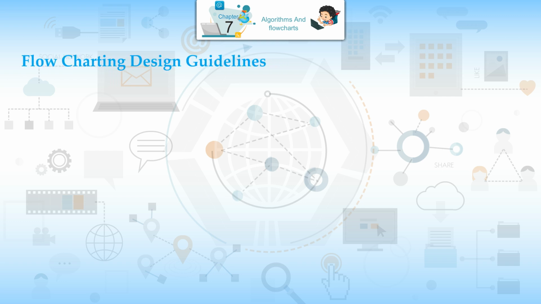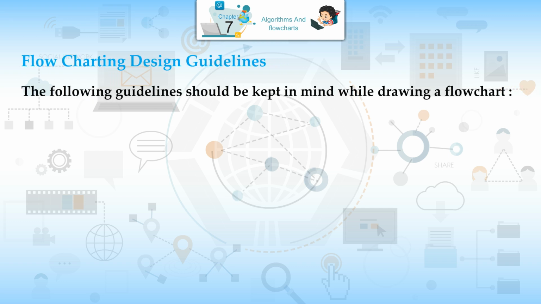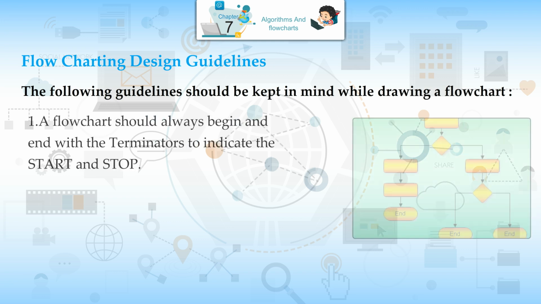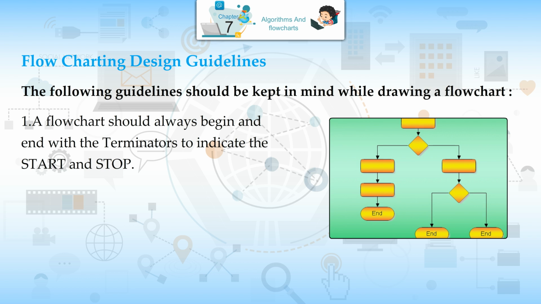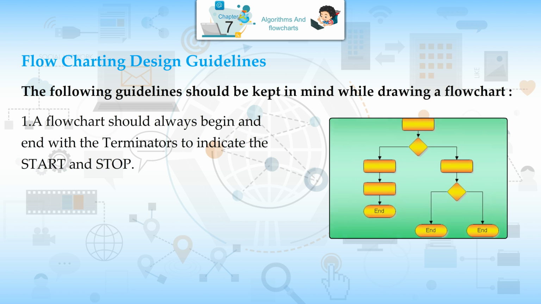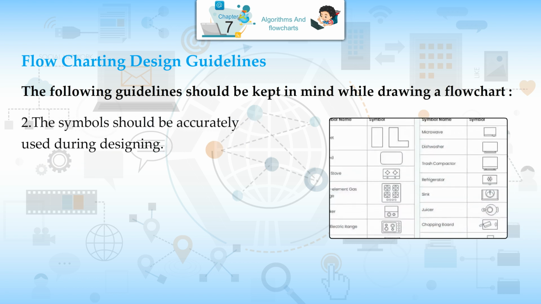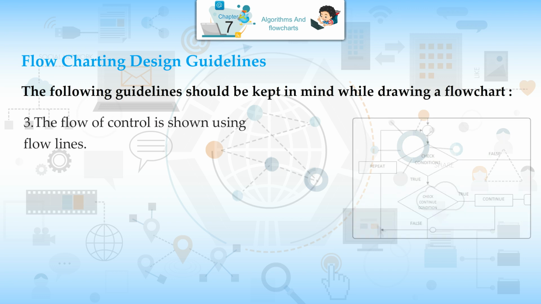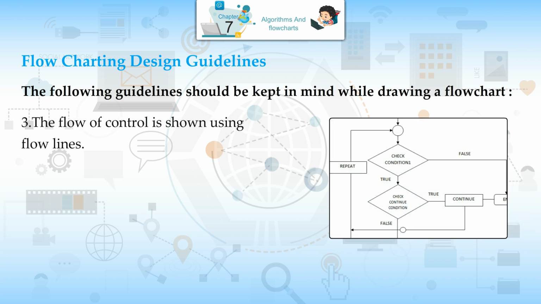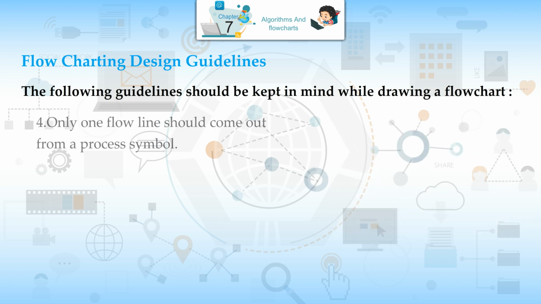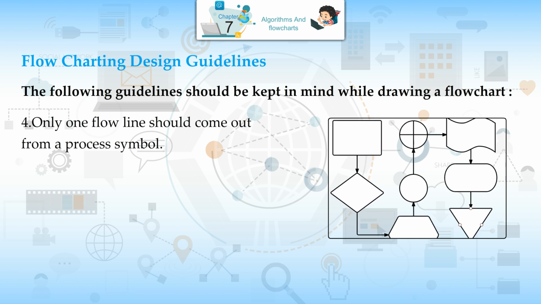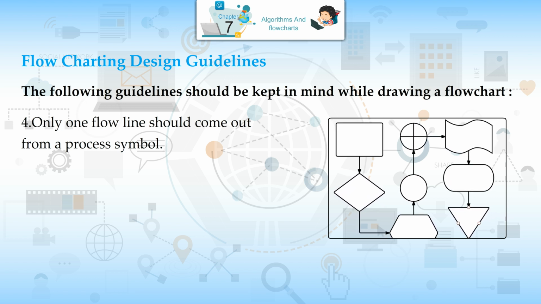Flowcharting design guidelines. The following guidelines should be kept in mind while drawing a flowchart. 1. A flowchart should always begin and end with the terminators to indicate the start and stop. 2. The symbols should be accurately used during designing. 3. The flow of control is shown using flow lines. 4. Only one flow line should come out from a process symbol.